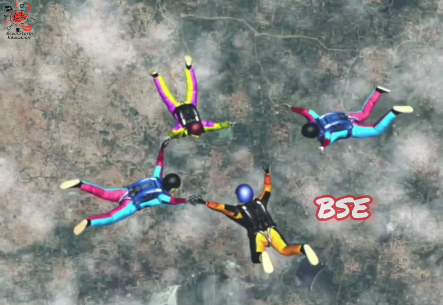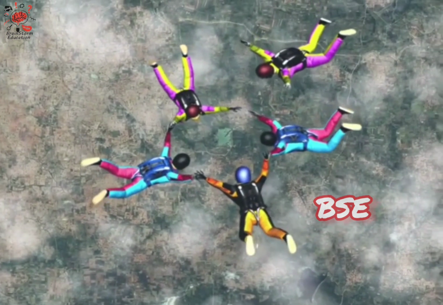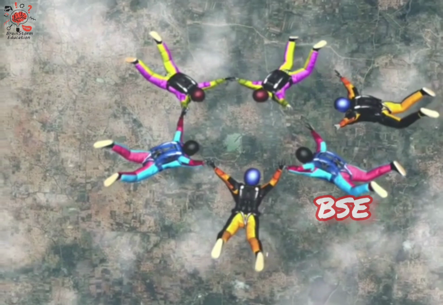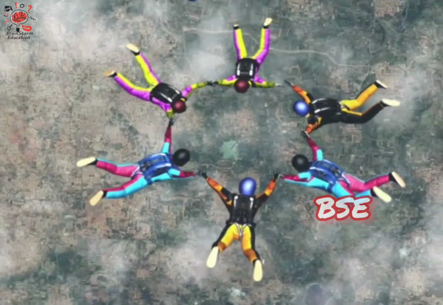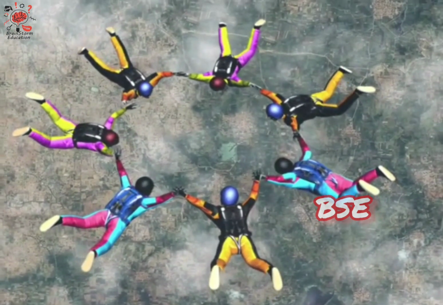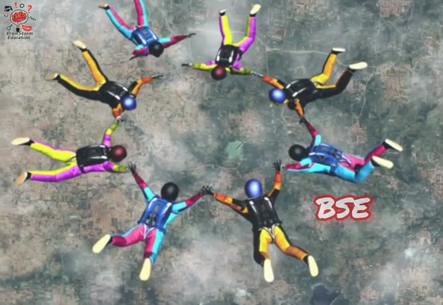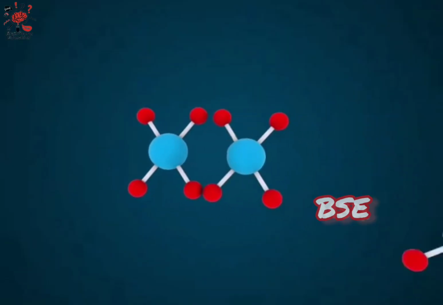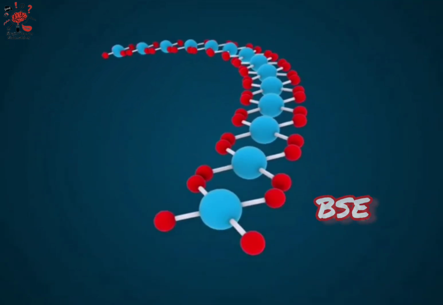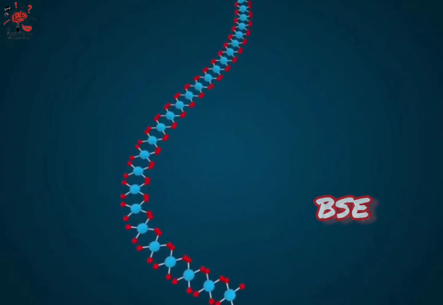Skydiving involves a lot of practice and hard work. Skydivers join each other to form pairs, long chains, and even rings. In the world of chemistry, carbon atoms behave in quite a similar way. They join one another in different ways to form millions of compounds.